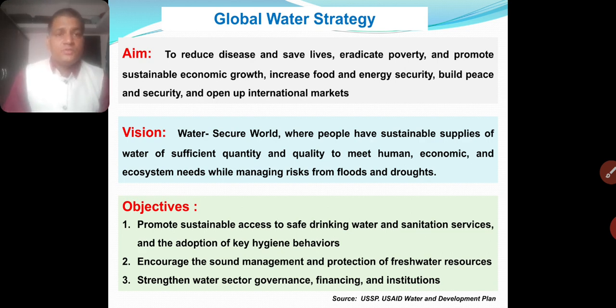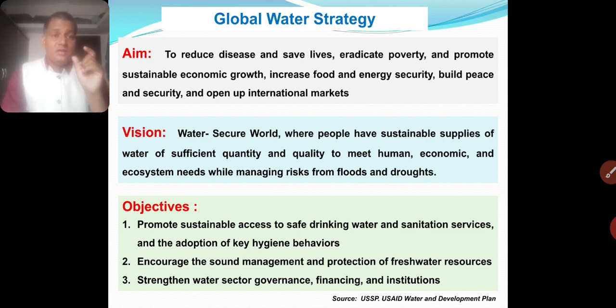And for that, the vision is a water secure world where people have sustainable supplies of water of sufficient quantity and quality to meet human, economic and ecosystem needs while managing risk from floods and droughts. And the global water strategy, the objectives they have given: promote sustainable access to safe drinking water and sanitation services. This is a very important problem in the overall world. If you look at the picture in the next slide, you will observe the situation. Most of the water resources are not safe.